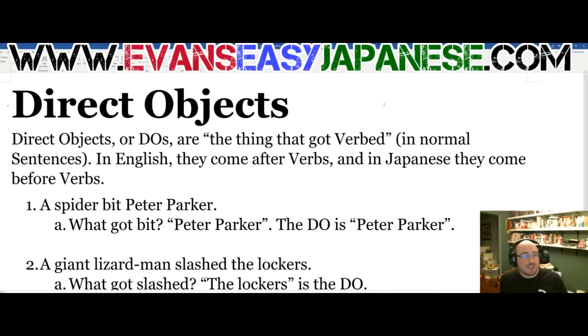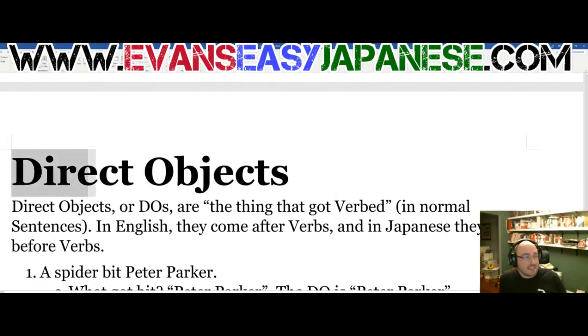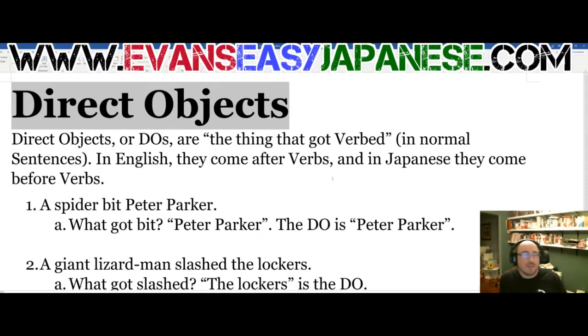Today we're talking about direct objects. Hopefully you can see this giant thing that says direct objects. If you didn't know what the heck a direct object is, I am here to tell you real quick.